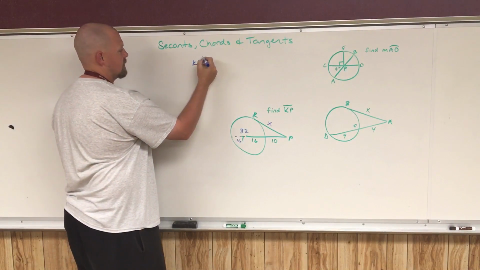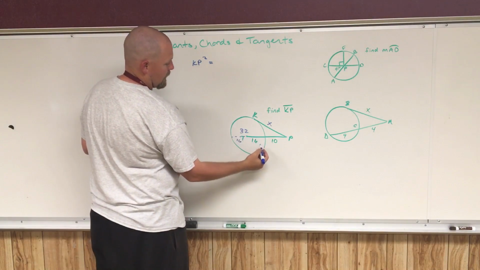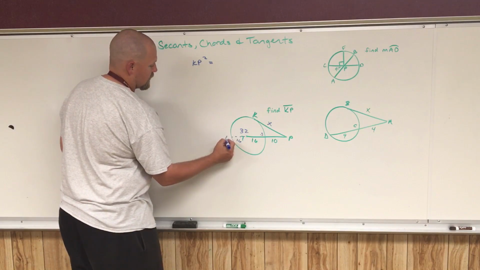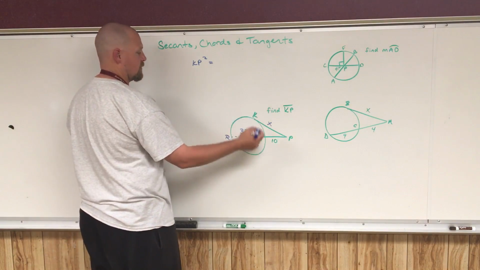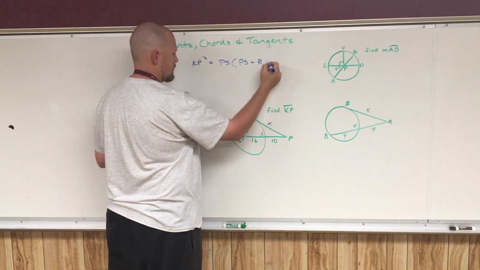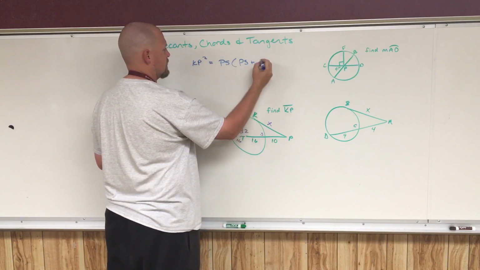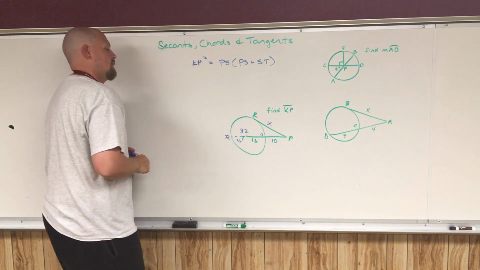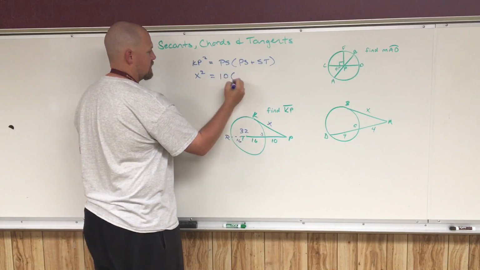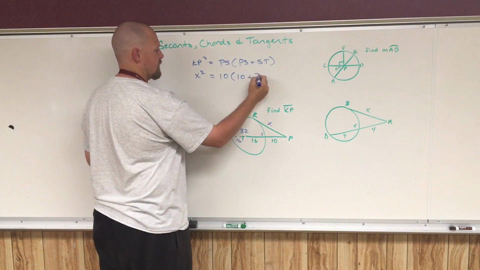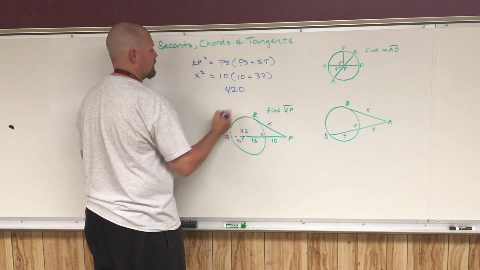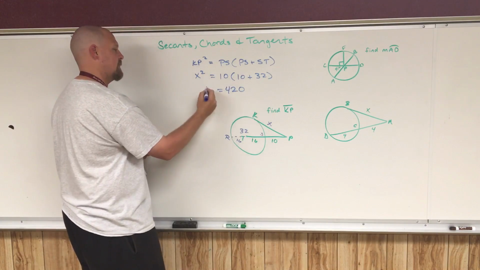So KP squared equals, let's call this S. Let's call this R. So this equals PS times PS plus ST. And then we'll just substitute these values. This is x squared. This is 10 times 10 plus 32. 10 plus 32 is 42. So 10 times 42 is 420 equals x squared.